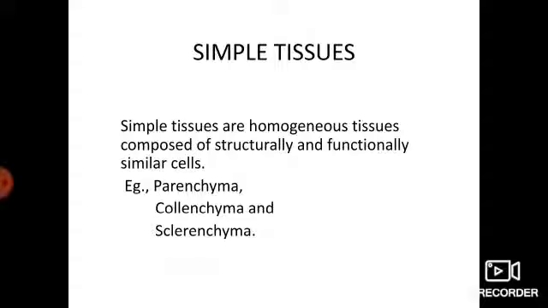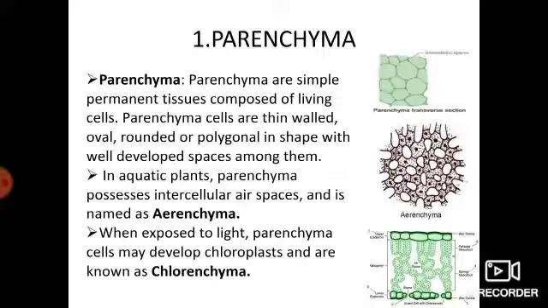Simple tissues are homogeneous tissues composed of structurally and functionally similar cells. Example, parenchyma, collenchyma and sclerenchyma. Homogeneous tissues means similar cells. Now, we are going to see about parenchyma.